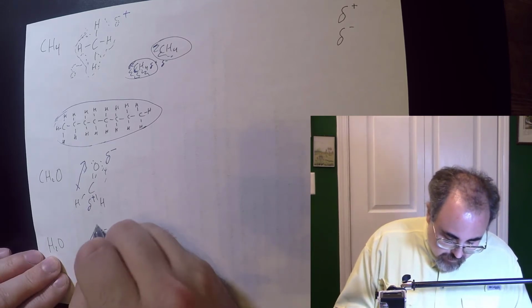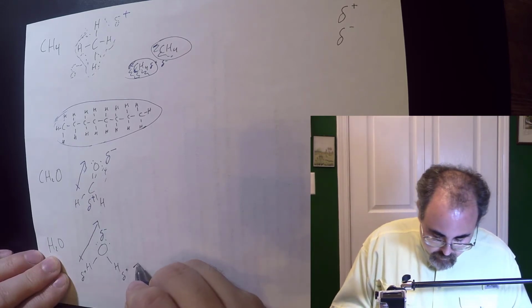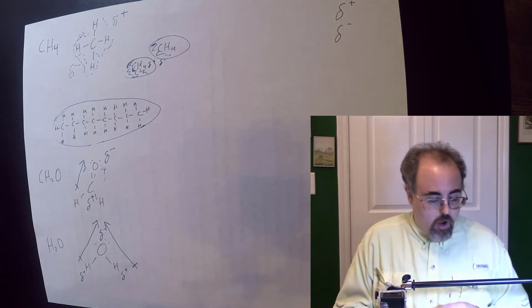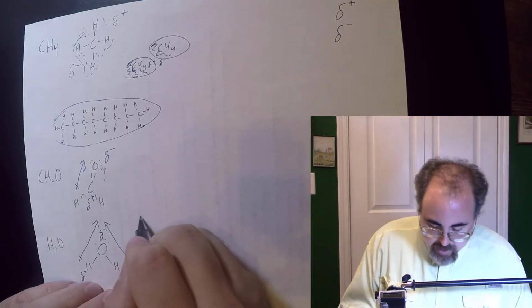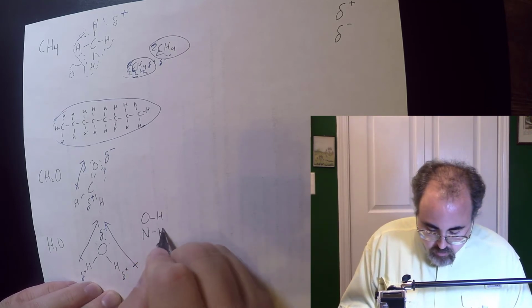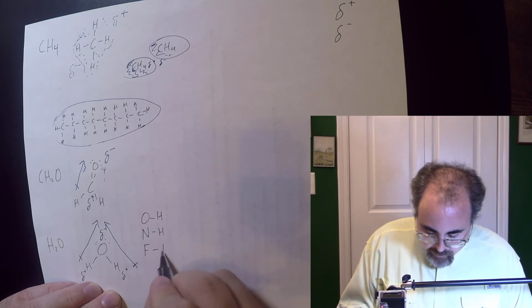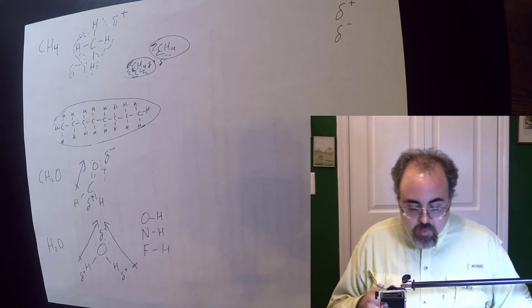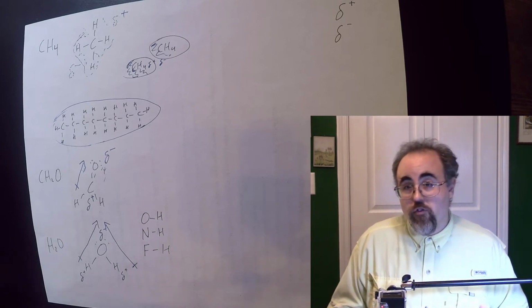So in this case, the arrow is much bigger. And there's two of them. When you get this much larger arrow, and you get this when you have oxygen-hydrogen bonds, nitrogen-hydrogen bonds, or fluorine-hydrogen bonds, although that's only one compound, that's HF, then you get what we call a hydrogen bond.